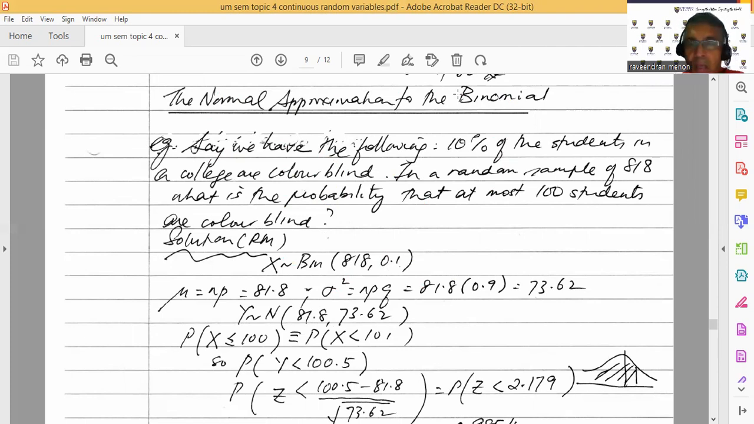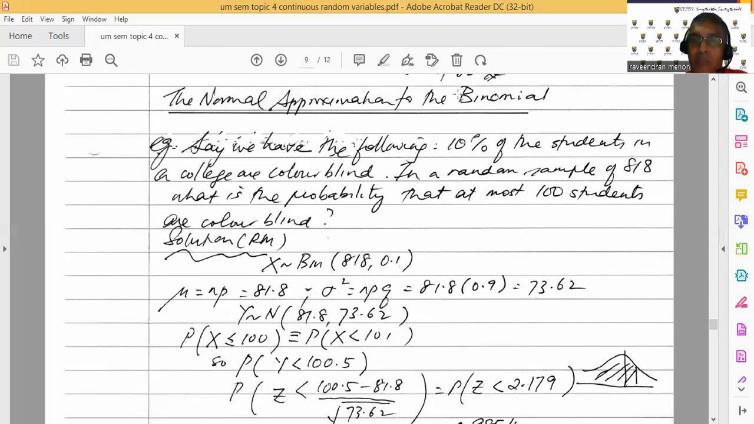First, we are talking about a binomial situation. You must appreciate that. This is a binomial problem. Why? You're either colorblind or you're not colorblind, so each trial has two outcomes. And the probability of success, of being colorblind, is 10%, so 0.1.